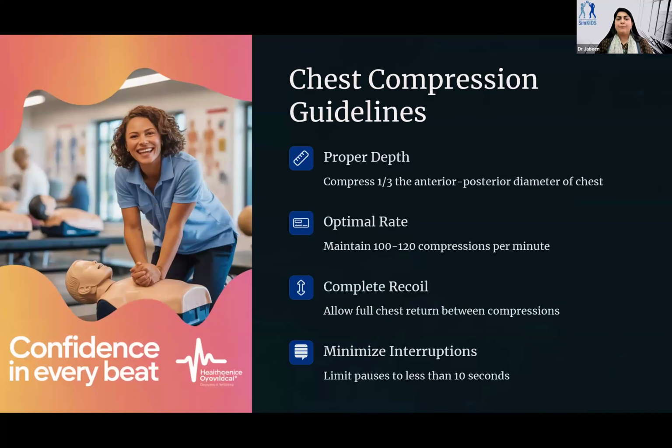So what are they saying? Compress 1/3 the AP diameter of the chest. Optimal rate, maintain 100 to 120 compressions per minute. Allow the chest to return between compressions, because think of the heart as a kind of bag. If you compress it and do not allow recoil, the blood will not fill in enough to pump the blood all over the body. And minimize interruption, limit pauses to less than 10 seconds. So these are the 5 components of high quality CPR.